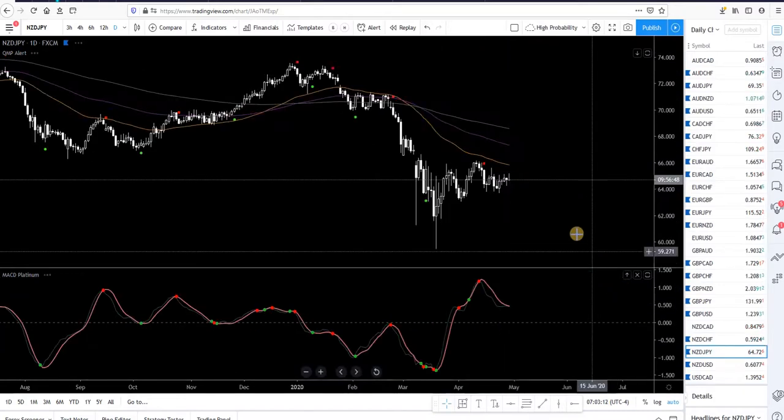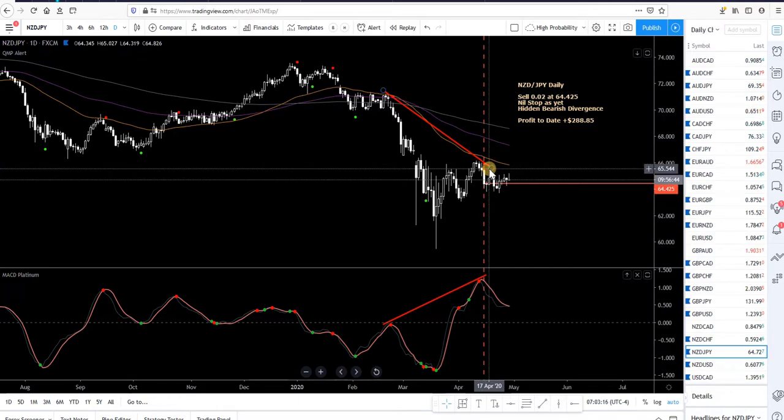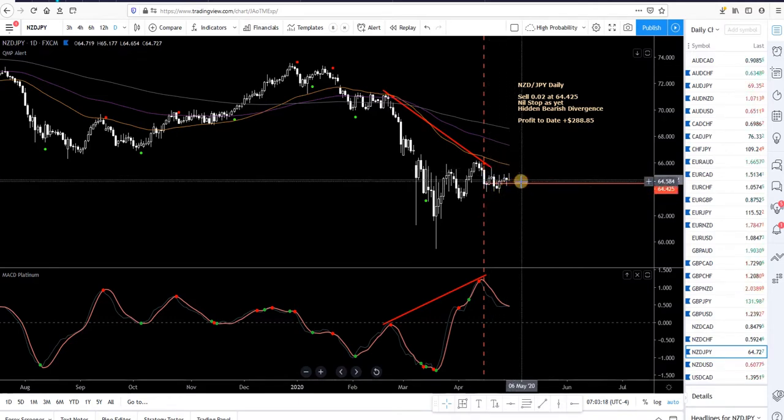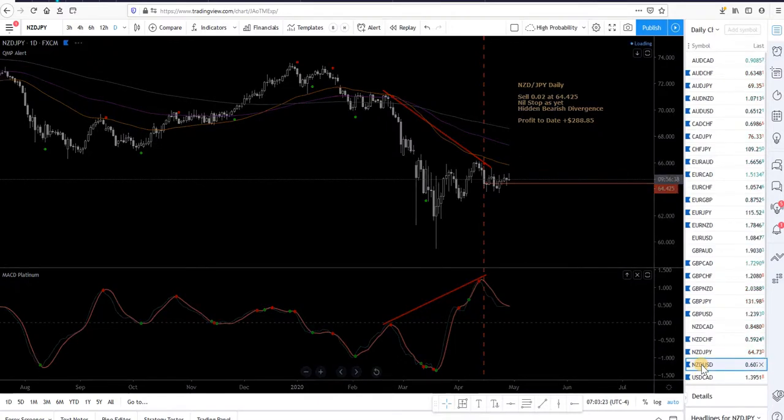New Zealand Japanese yen, what am I in here? A sell here, hidden bearish divergence, blah, blah, blah. Going nowhere, but it looks like it might be starting to head in the right direction now. Nothing to get too stressed about.